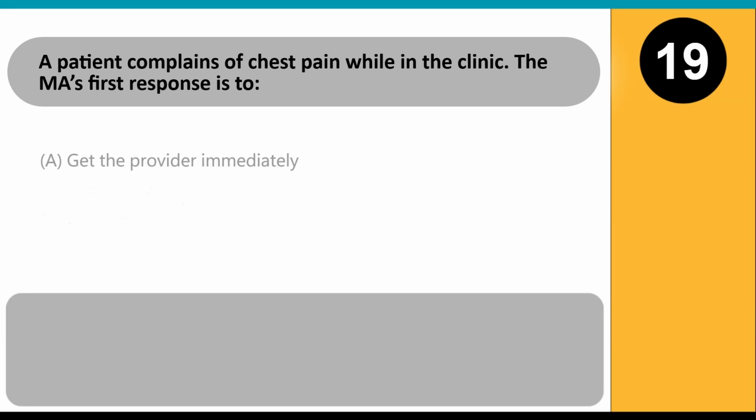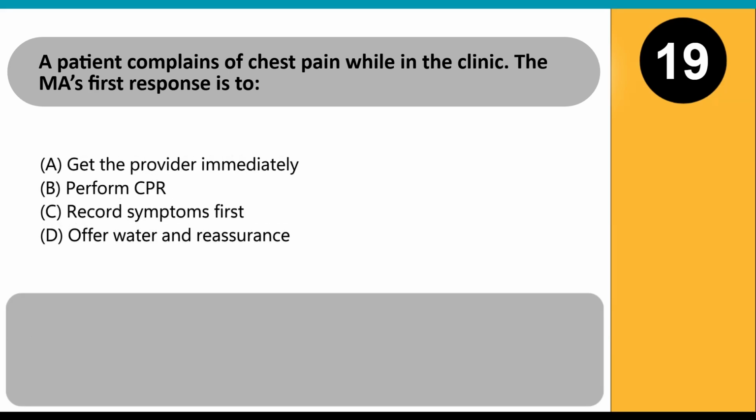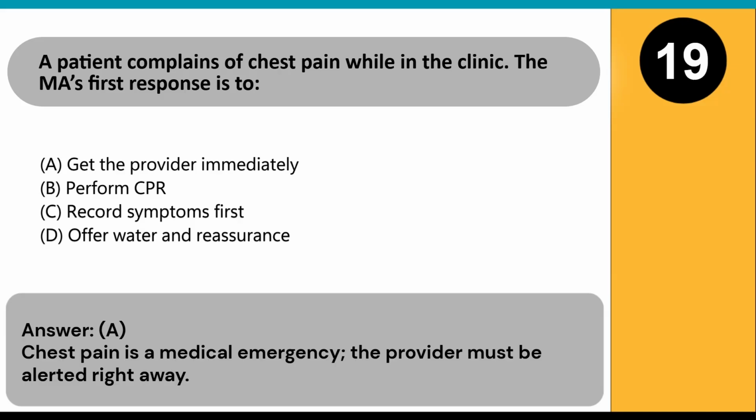A patient complains of chest pain while in the clinic. The MA's first response is to: A. Get the provider immediately, B. Perform CPR, C. Record symptoms first, D. Offer water and reassurance. Answer: A. Chest pain is a medical emergency. The provider must be alerted right away.